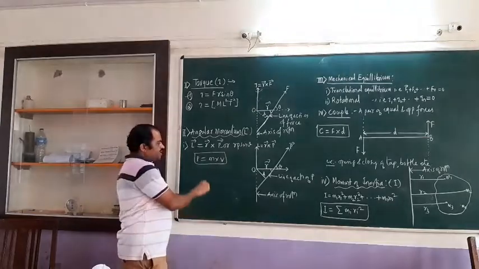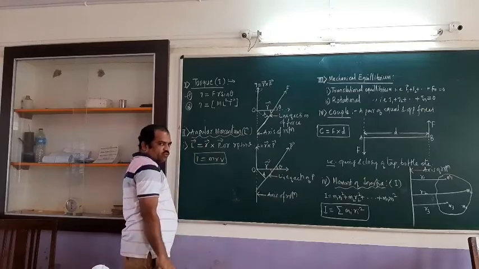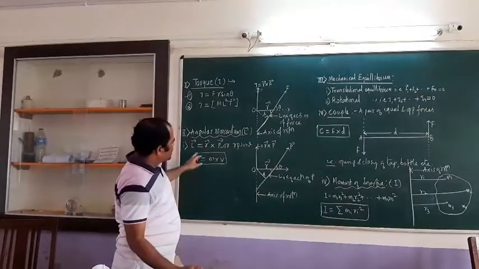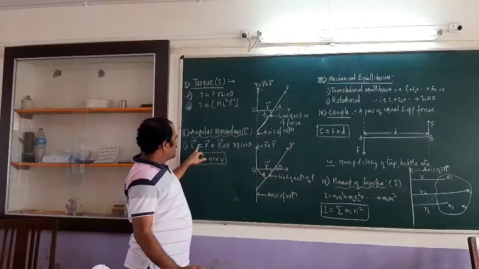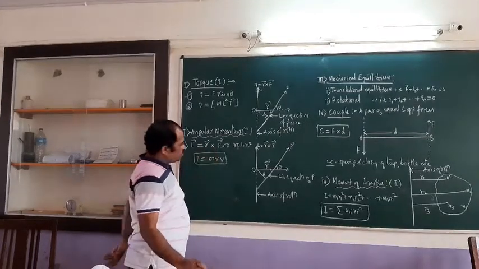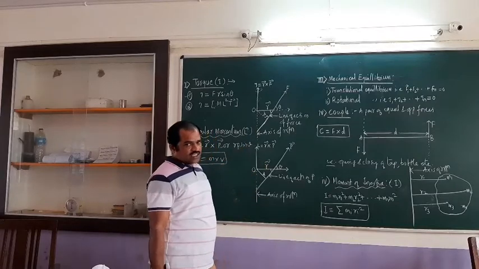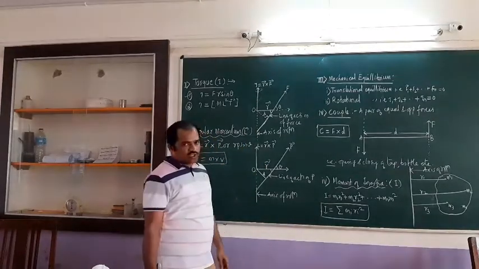So linear momentum into R, that is the arm of the force. So that is what is called angular momentum. That is defined as the moment of linear momentum. Here, we can explain it along the same lines as we discussed for torque.